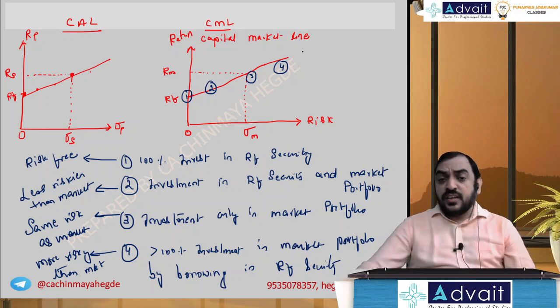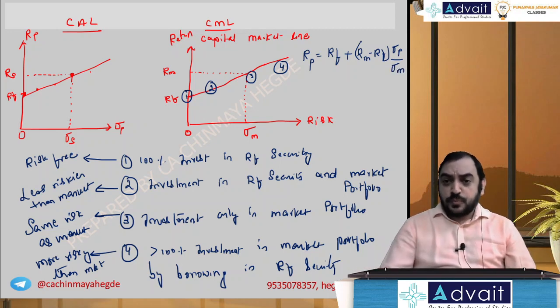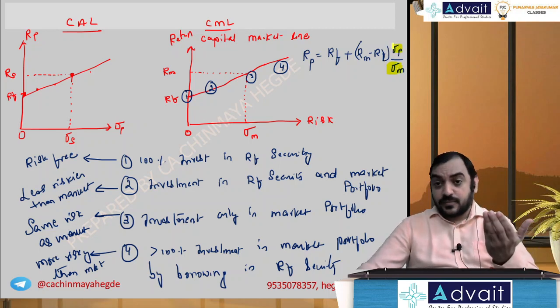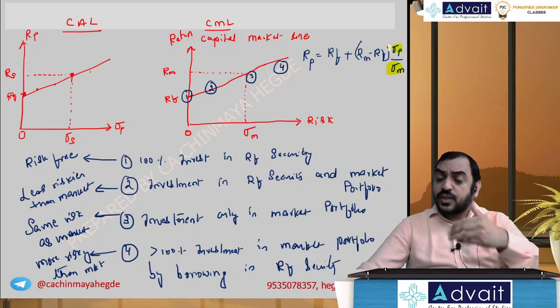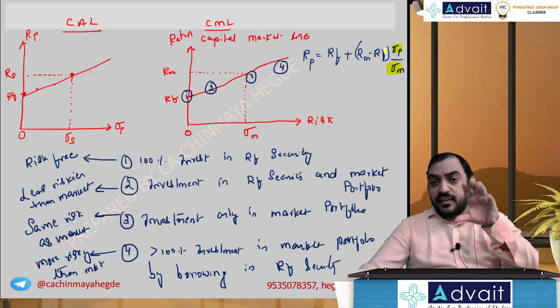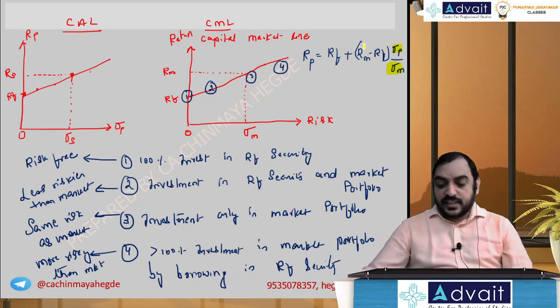And the formula is also given by CML. Return of the portfolio is given by risk-free return plus RM minus RF multiplied by sigma P, that is portfolio risk, divided by sigma M. So basically it tells you market risk is so much. How much risk can you take? You want to take more than market risk, or the same as market risk, or less risk than market risk. Accordingly, the weights will be decided.